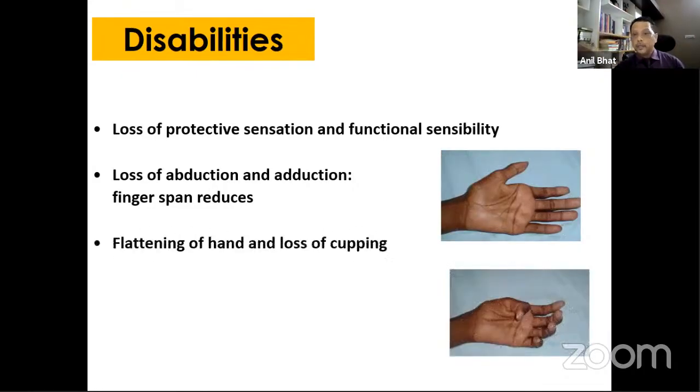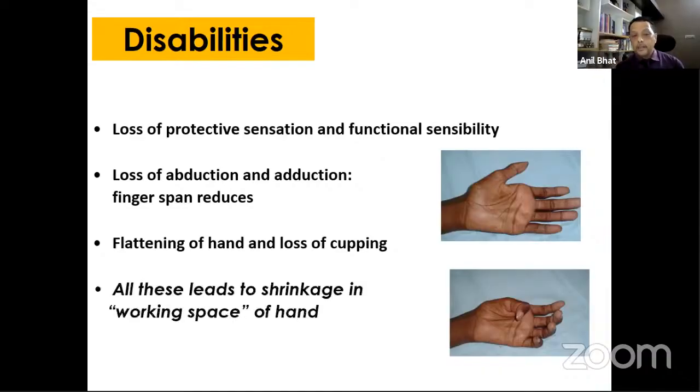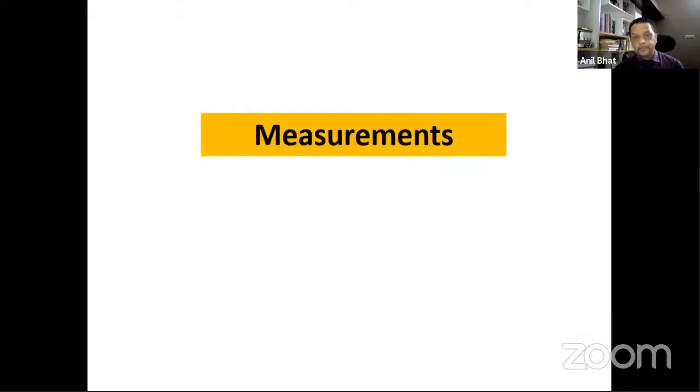Loss of cupping. This cupping of the hand is again lost for these patients because you don't have these movements on the hypothenar side. That again is quite disabling. All of this leads to what's called shrinkage in the working space of the hand. The working space is when you open up the hand completely like this and make a fist completely. So this is our working space of the hand. Now I can't do this. I do only this, and this also is limited. My working space of the hand reduces. So that's the disability for the patient.